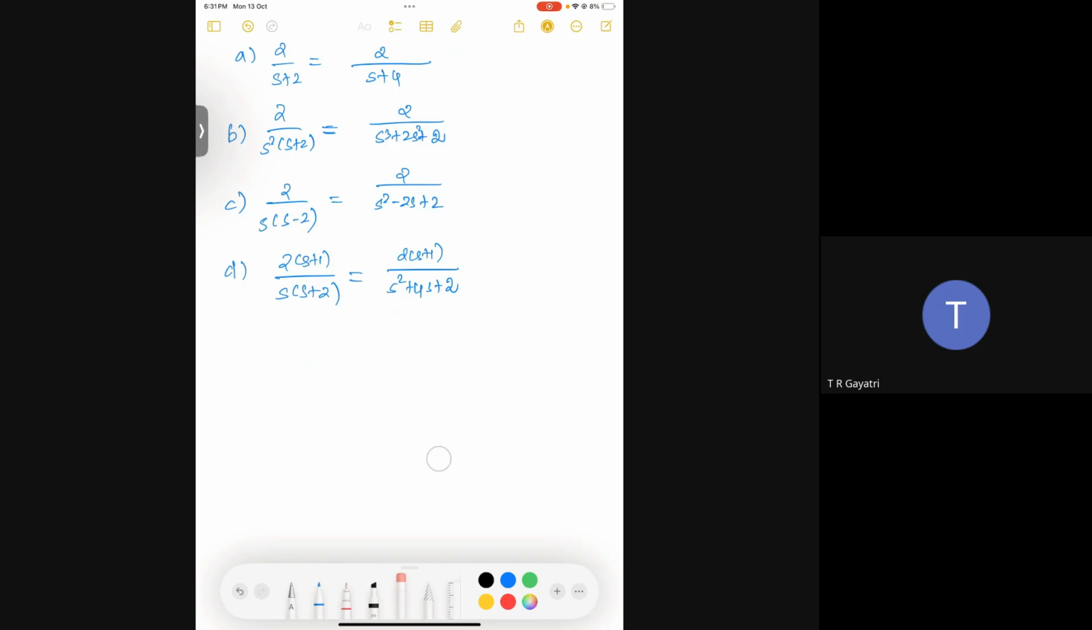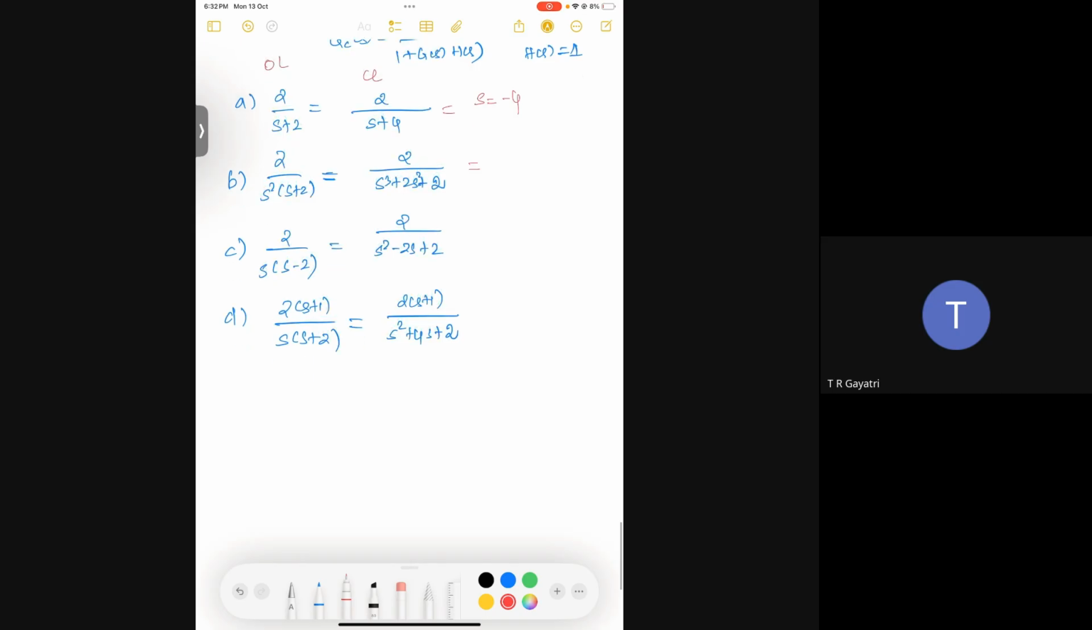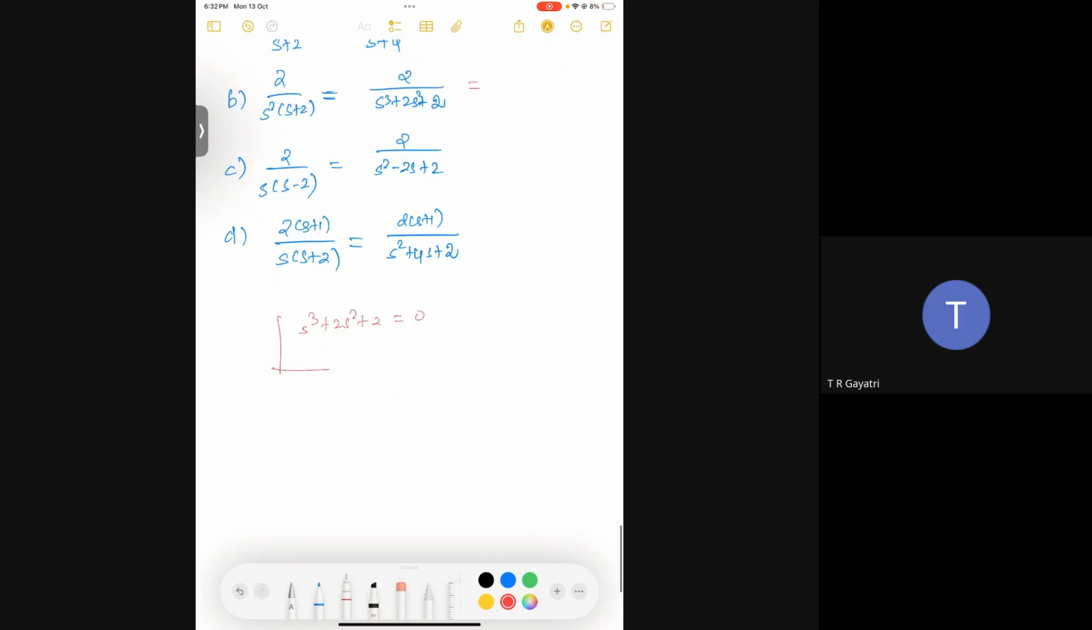And that's also correct. Now tell me the poles of the system. Then this will become s equal to minus 4. This will become s cube plus 2s square plus 2 equal to 0.